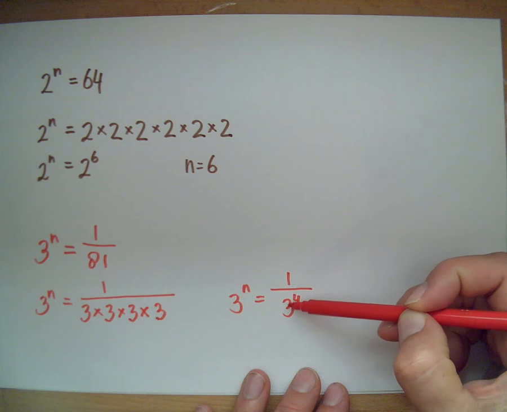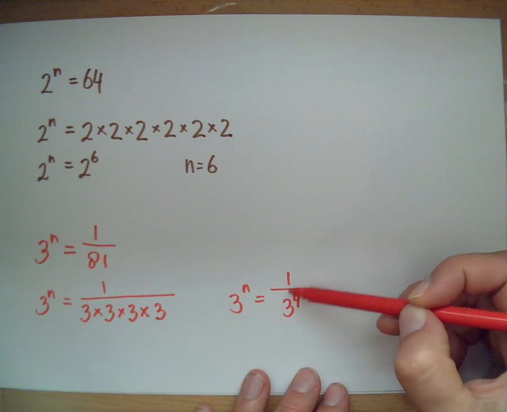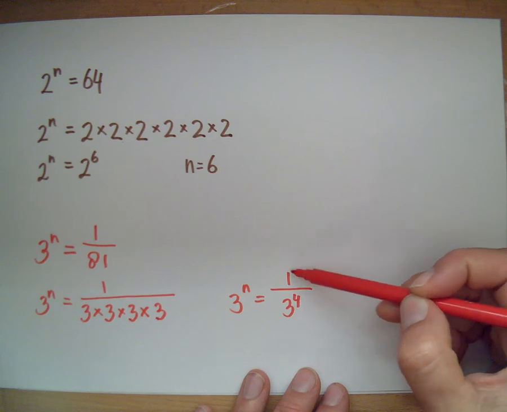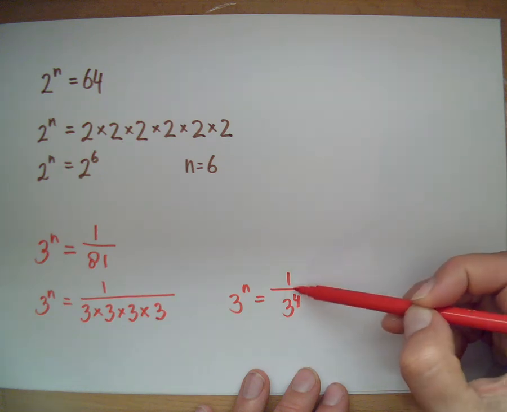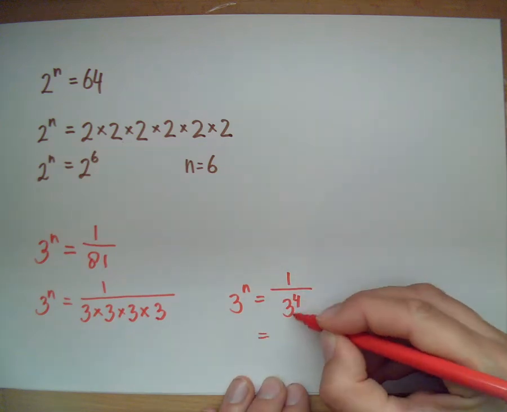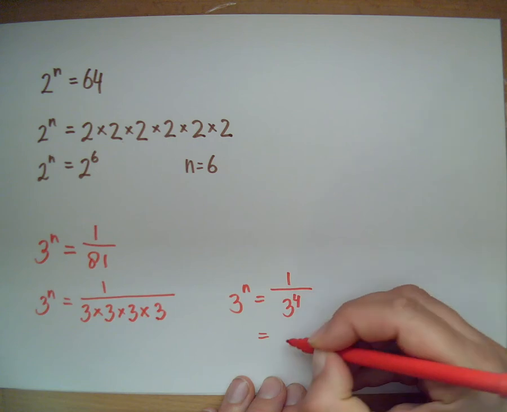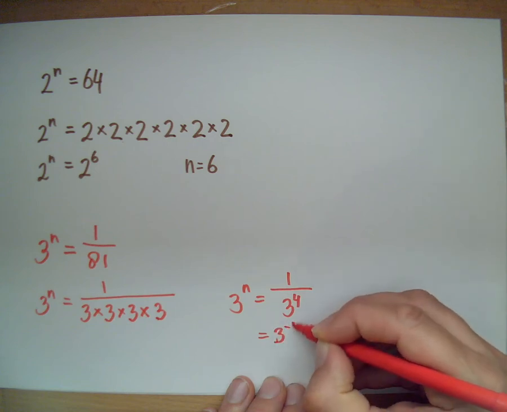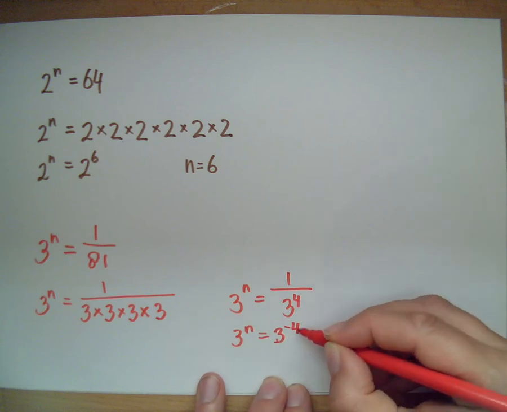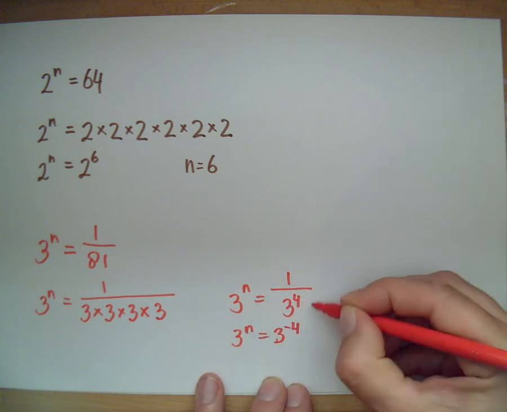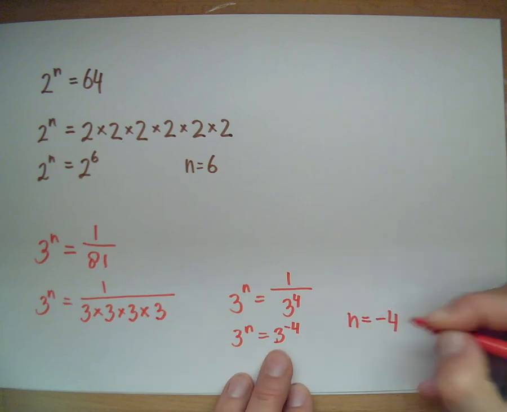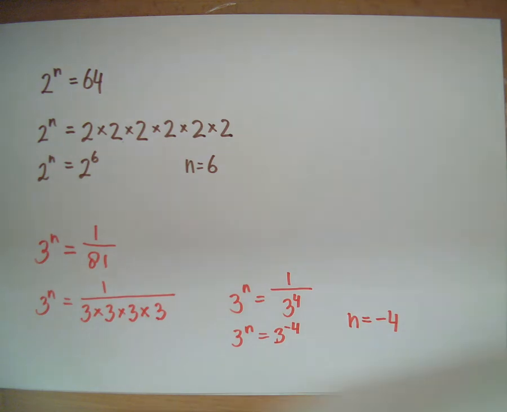Remember that a number to a negative exponent was equal to 1 over that same number to the exponent, but positive. So we could rewrite this, actually going backwards, that would be right. We could say this was originally 3 to the power of negative 4, right? 3 to the power of n is equal to 3 to the power of negative 4. So in this case, n is equal to negative 4. Let's do another one.